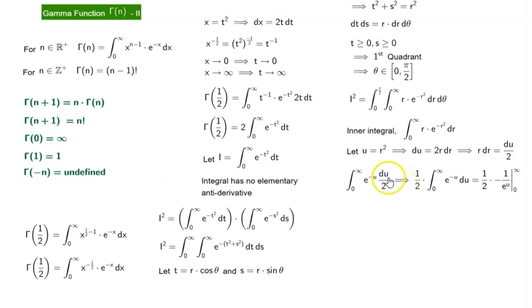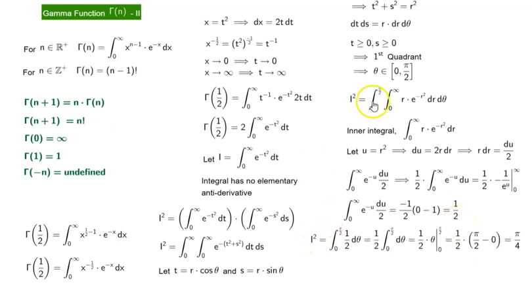which implies here 1 by 2 is a constant. So we take it out. 1 by 2 times the integral 0 to infinity of e to the power of minus u du. And solving that integral, we get 1 by 2 times minus 1 by e to the power of u from 0 to infinity. Taking care of the limits, we get minus 1 by 2 times 0 minus 1, which is equal to 1 by 2. So the inner integral becomes 1 by 2.